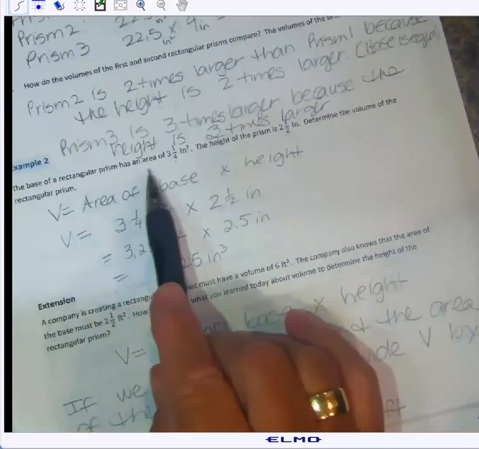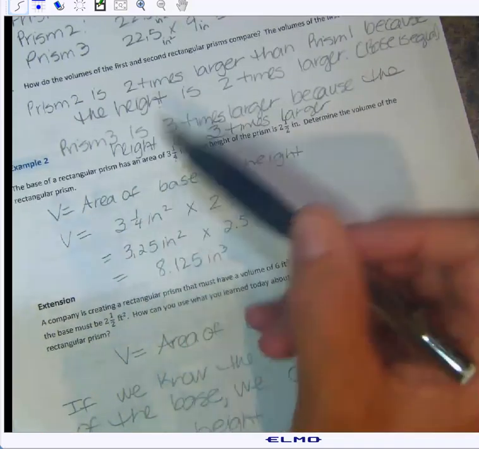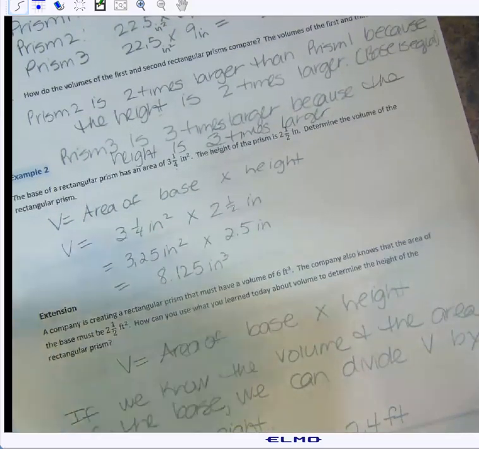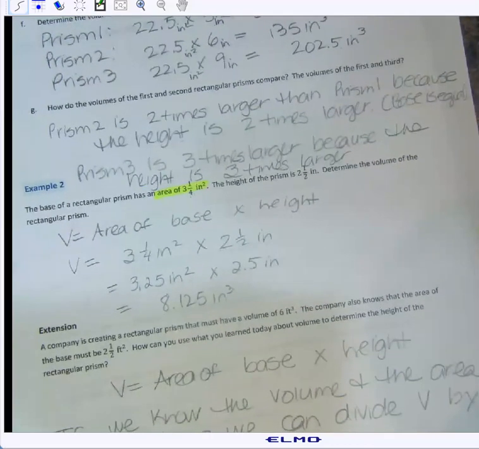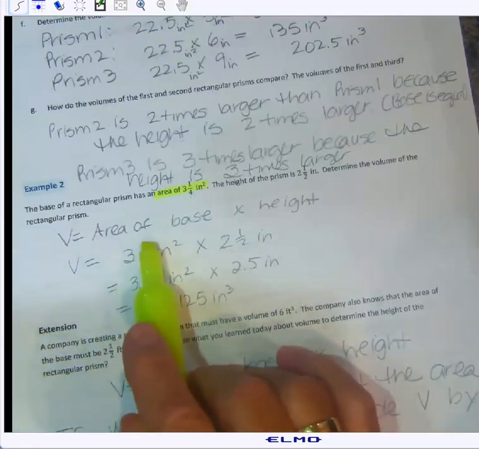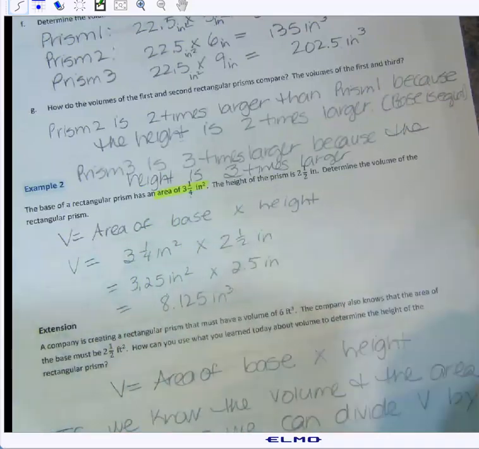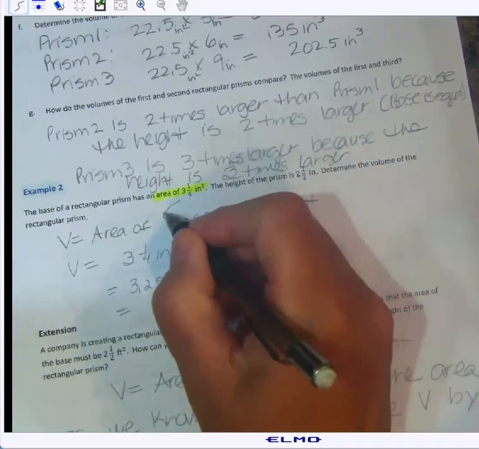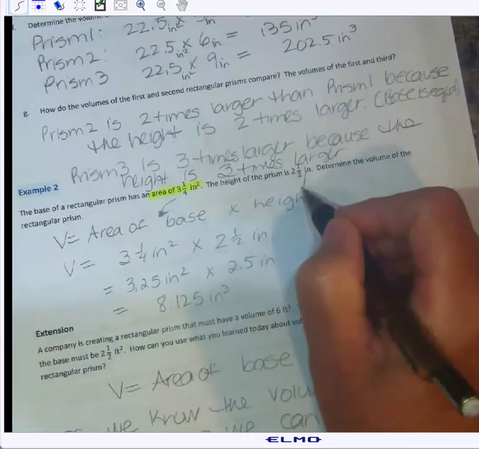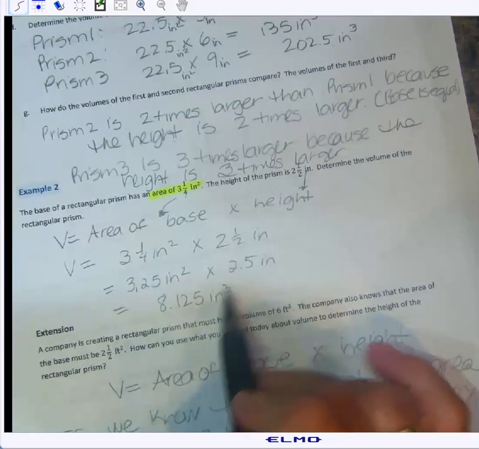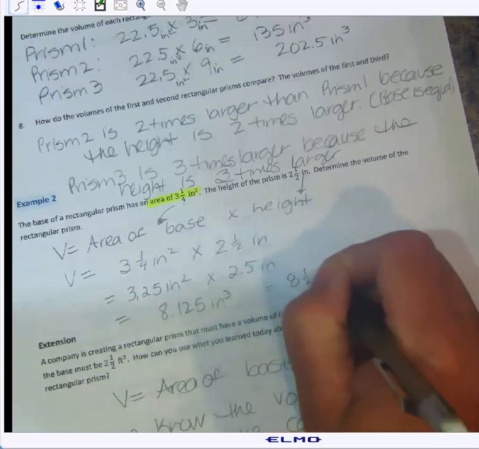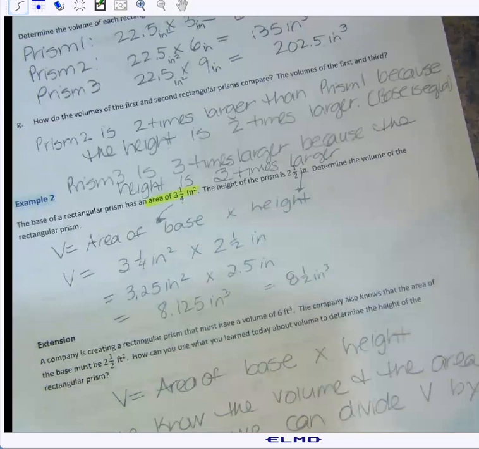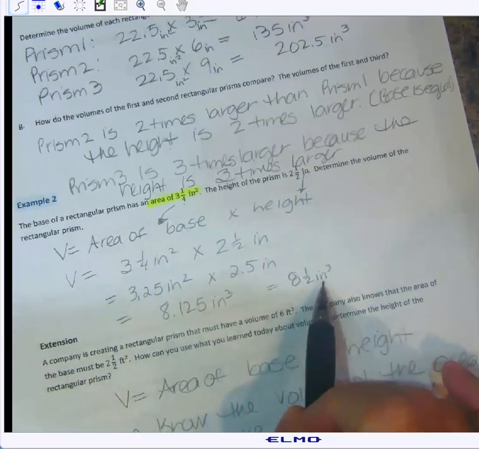The base of a rectangular prism has an area of 3 1/4 square inches. Area is always measured in square inches, so keep that in mind. The height is 2.5 inches. Determine the volume of the prism. We're going to use our new formula where we just take the area of the base, which they give us as 3 1/4 inches squared, times the height, which is 2.5. We multiply those together and we get 8.125. That is 8 1/8 cubic inches, because square inches times inches is cubic inches.